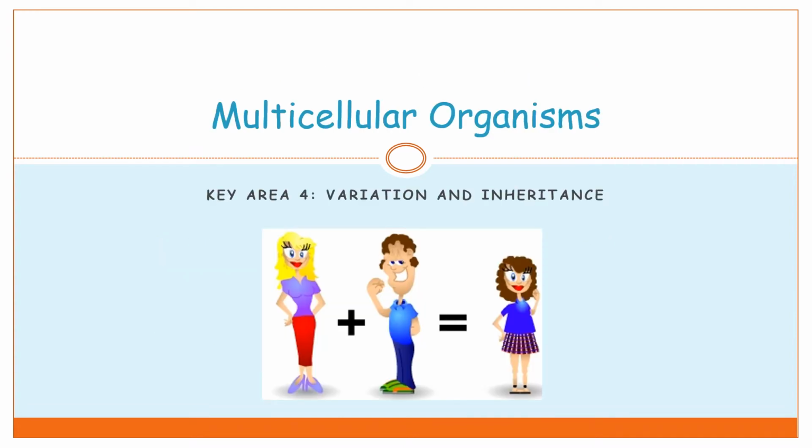Today we're going to be moving on to variation and inheritance, which is key area 4. If you want the worksheets to go with the video, remember to pause the video and go to 2 multicellular for variation and inheritance, 2 consumables and activities. The PowerPoint is found in 1 PowerPoint and is called 4.1 Variation Discrete versus Continuous.